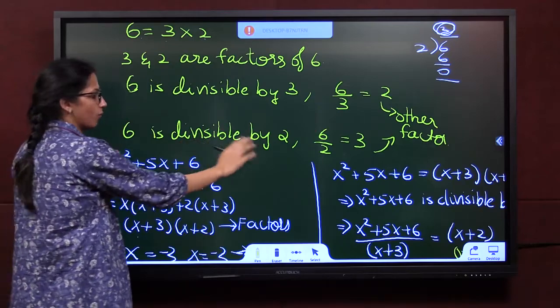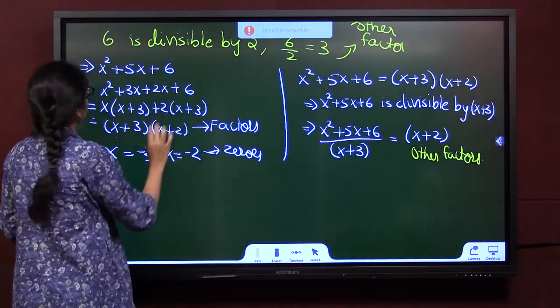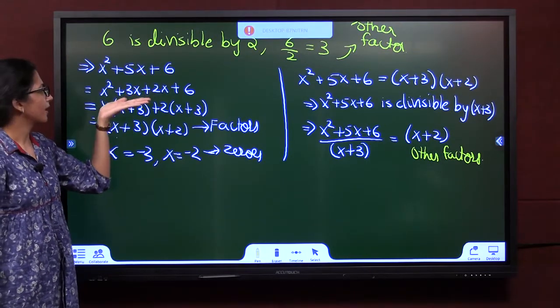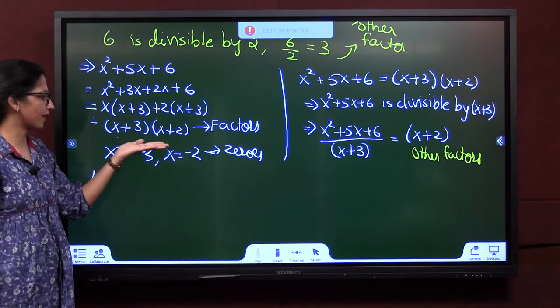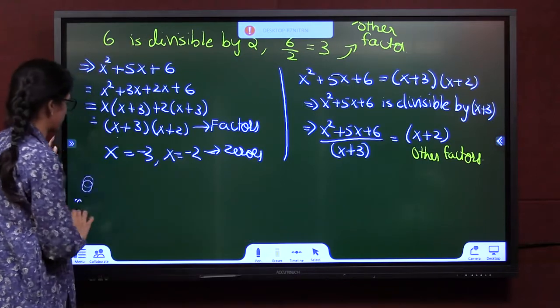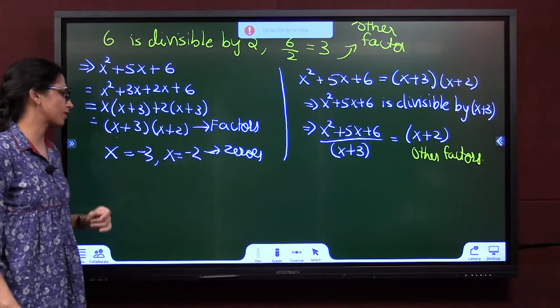We will now extend what I just taught you to polynomials. Let's see an example and understand. Let's say the polynomial is x square plus 5x plus 6. I have factorized this. I split the middle term, 3x plus 2x, took out the factors. x plus 3 and x plus 2 are called the factors of the equation. Do you agree? Yes.